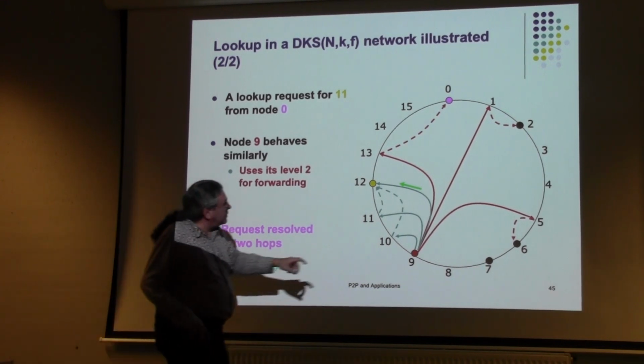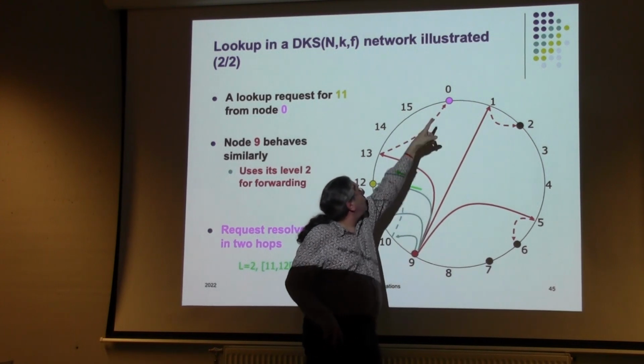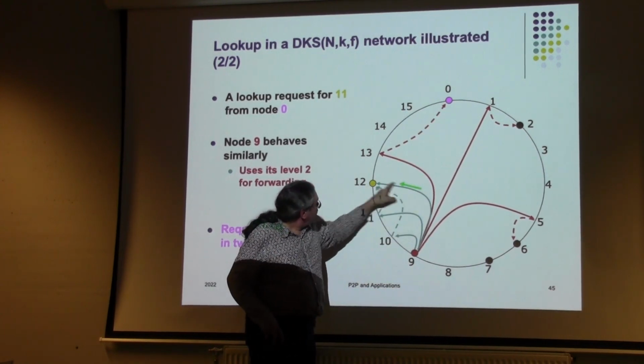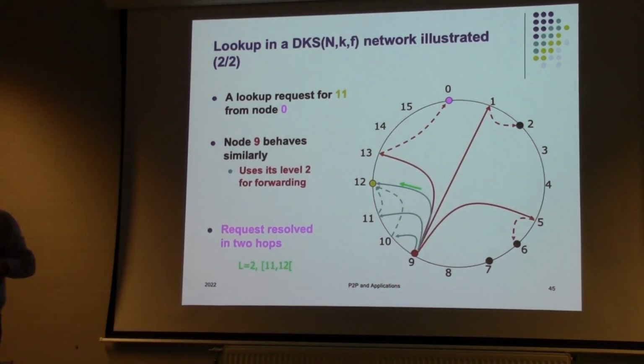Okay, so basically from 9, I will not follow this because it goes to 0, it's too far. But I will follow this one because it doesn't go too far. Okay, so that's the routing. It's similar to Chord, only here we explicitly show the shrinking intervals. Chord is actually doing this for k equal to 2, if you look at it. But here we have k equal to 4.